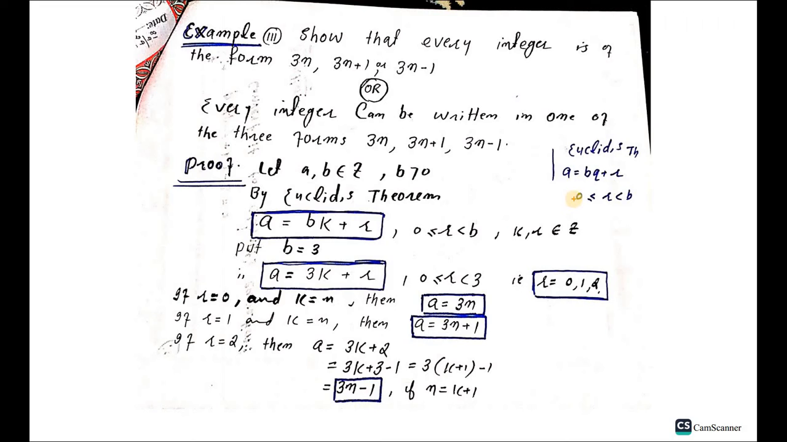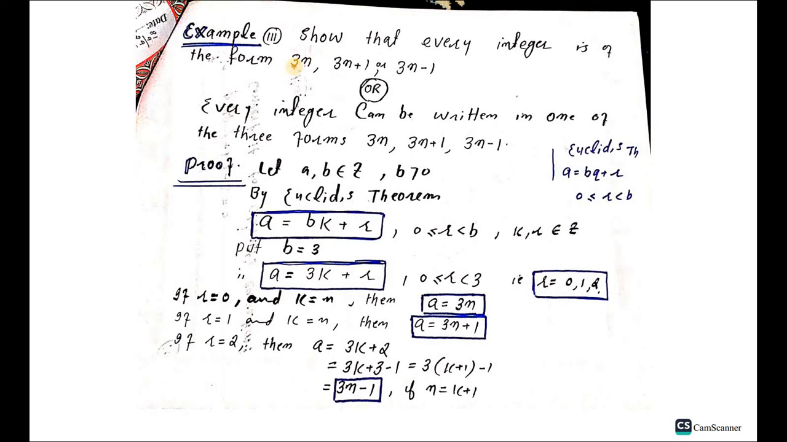So using Euclid's theorem here, let a and b be two integers with b a positive integer. Then by Euclid's theorem, if a is divided by b such that k is the quotient and r is the remainder, then r will be less than the divisor b and r will be greater than or equal to 0.